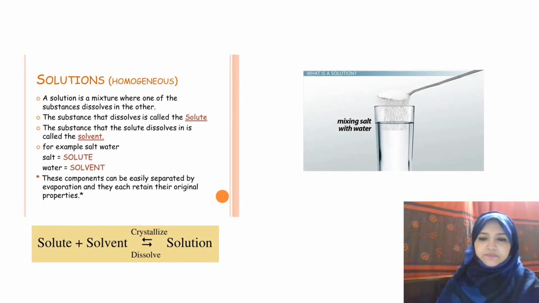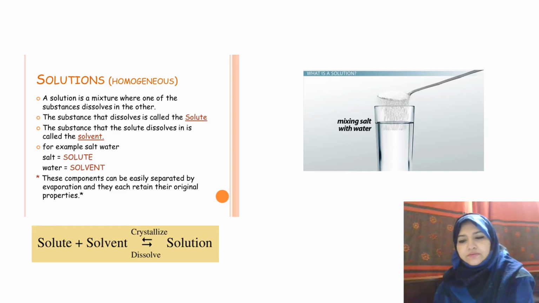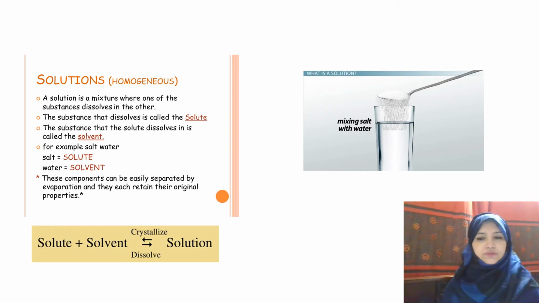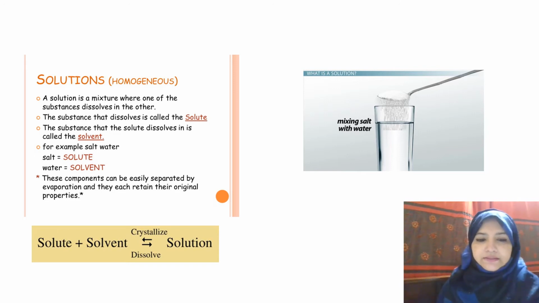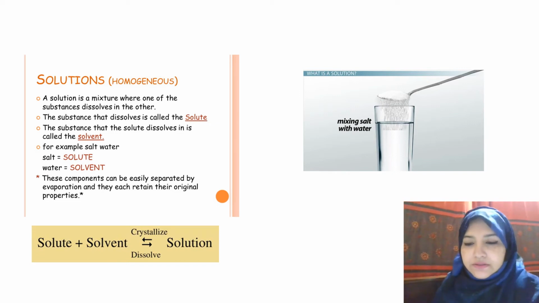Take an example, mixing salt with water. For example, salt and water. If we take salt and add 1 spoon of salt to water, and mix it properly, then we get a solution. And in that solution all the particles of solute are uniformly dispersed, uniformly distributed in all the places of the solvent.